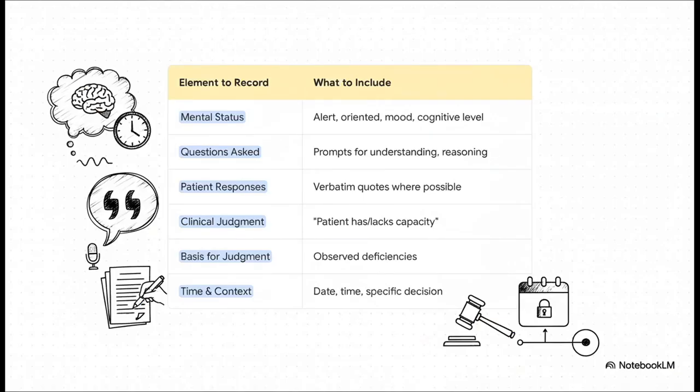So, what does a good note look like? Well, it should be a clear, logical summary of what you found. Describe the patient's mental status. Write down the specific questions you asked to check their understanding and reasoning. Document their responses, and using their direct verbatim quotes is especially powerful here. Then, state your clinical judgment clearly and explain the basis for it, noting exactly what deficits you observed. And of course, always include the date, the time, and the specific decision you were assessing.